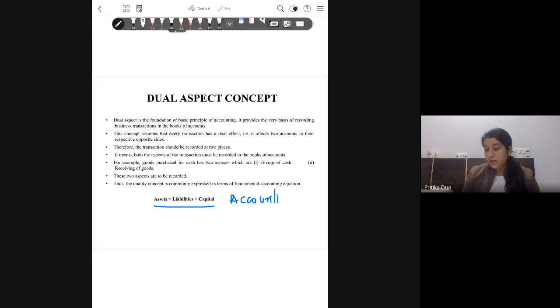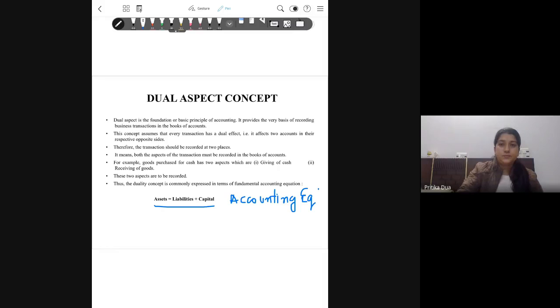Now, this is the equality principle that holds true throughout. That is, with every transaction, we need to verify this equation. We need to ensure that with every subsequent transaction taking place in the business, this equality holds. And what is the equality principle? It says the assets of the business are equal to liabilities plus capital.